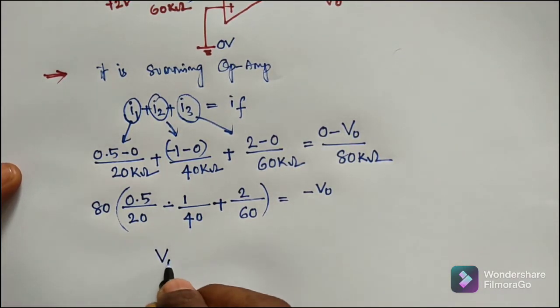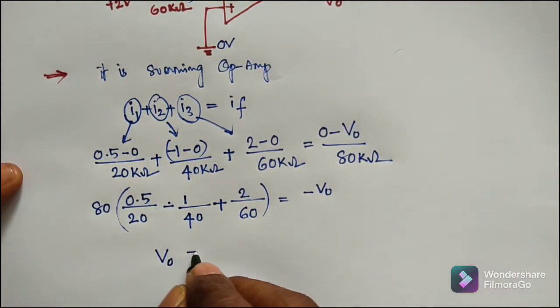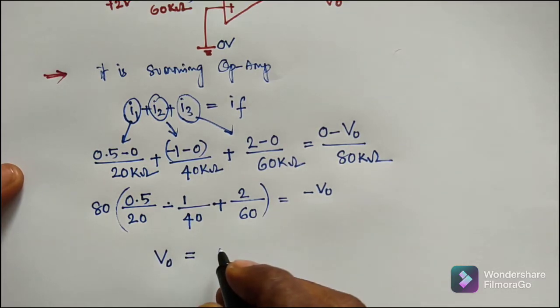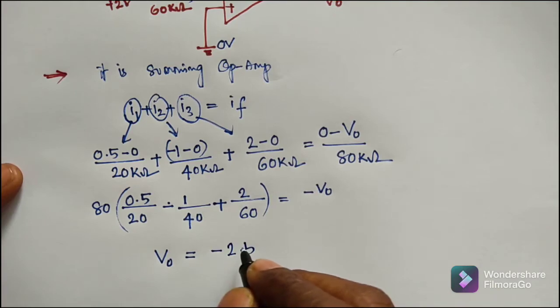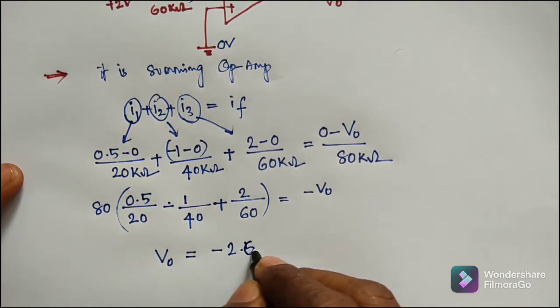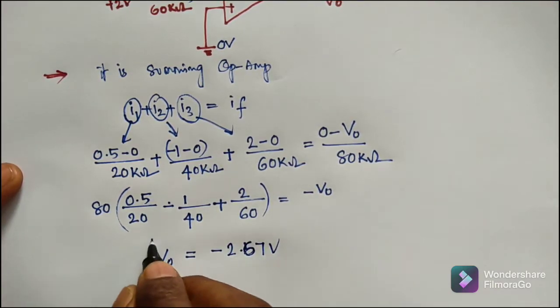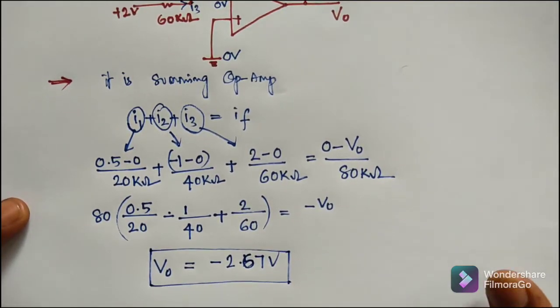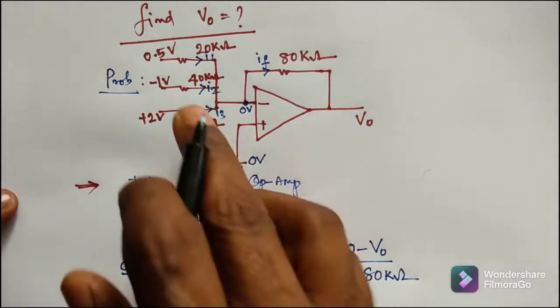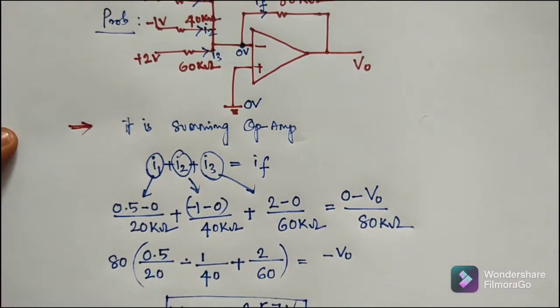From this expression, substituting the values, V0 is equal to minus 2.67 volts approximately. So this is the summing amplifier, which sums all the individual inputs. Like that you will get this.